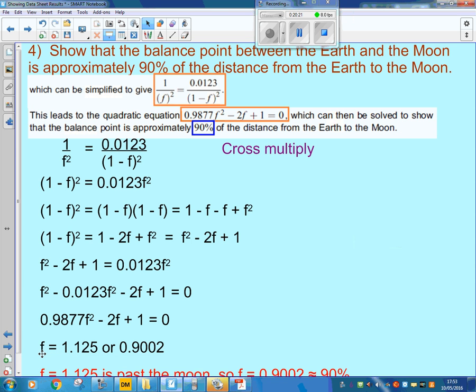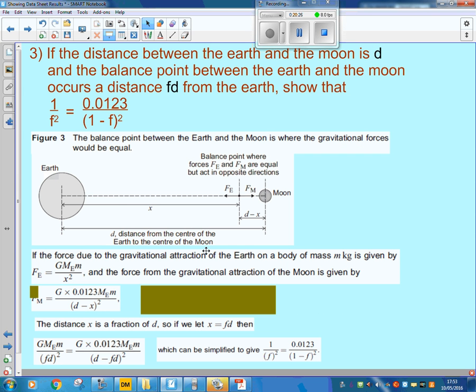Now notice f is the fraction of the distance from the Earth to the balance point, the fraction of the total distance. If f is more than 1, it means the spaceship is over here. It's actually gone past the moon. It's missed it and has to come back. So there's a balance point over here. You do get a balance point on this side, where the moon is applying a small force and the Earth is applying a bigger force, and it's obviously a lot nearer to the moon than the Earth, so that does happen, but we want the balance point on this side.